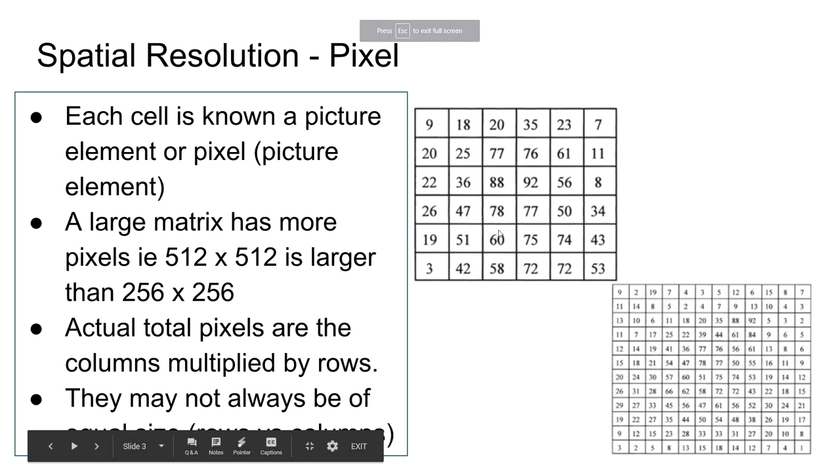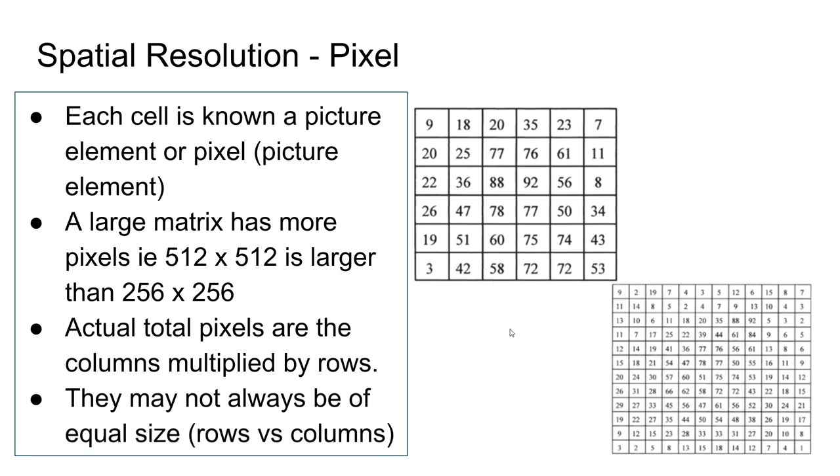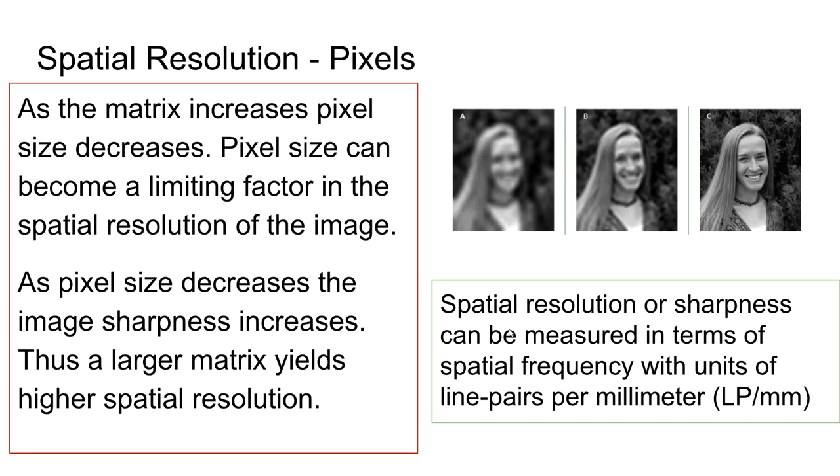Okie doke. That's pretty easy, right? We start off easy. Just multiply two numbers together. Whoops.